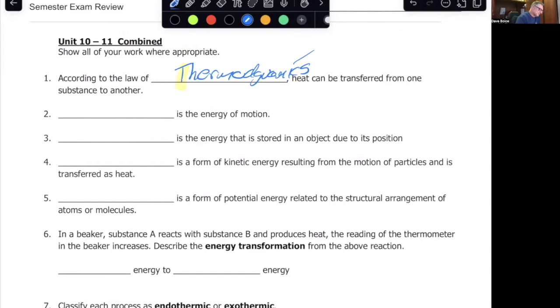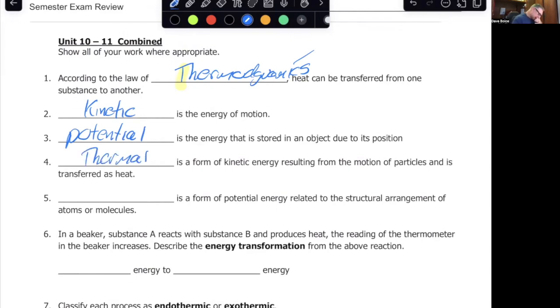So energy of motion, that's going to be kinetic. And if I spell something wrong, we'll just have to get over it. Energy is stored in an object due to its position. This is potential energy. A form of kinetic energy resulting from the motion of particles and is transferred as heat. This is thermal energy.